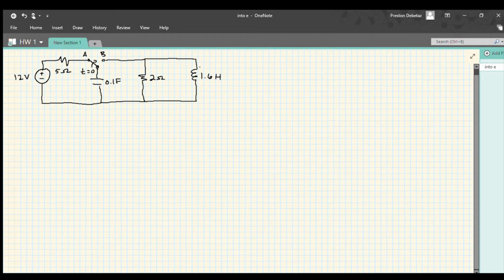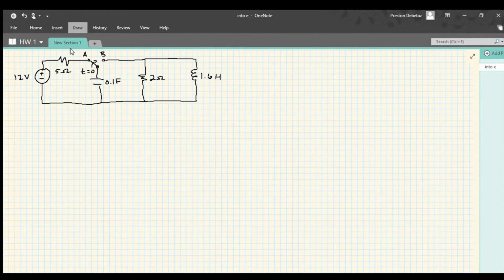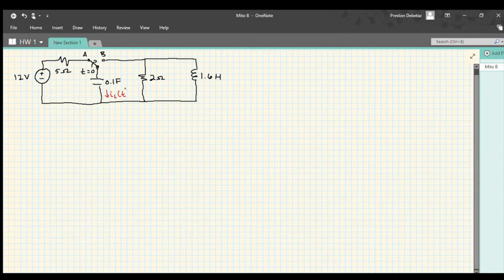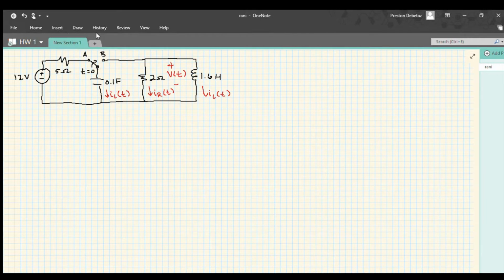So we are going to go ahead and define some quantities. Let's call this current through the capacitor IC of t. Let's call this resistor current IR of t, and let's call this inductor current IL of t. And let's define this voltage drop over here. We'll call this V of t. The first thing that we want to do is find alpha and omega naught to determine if we have an underdamped, overdamped, or critically damped circuit.